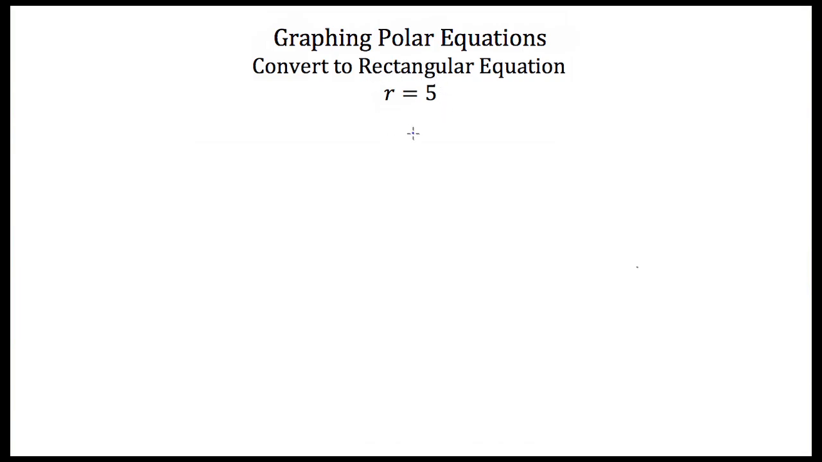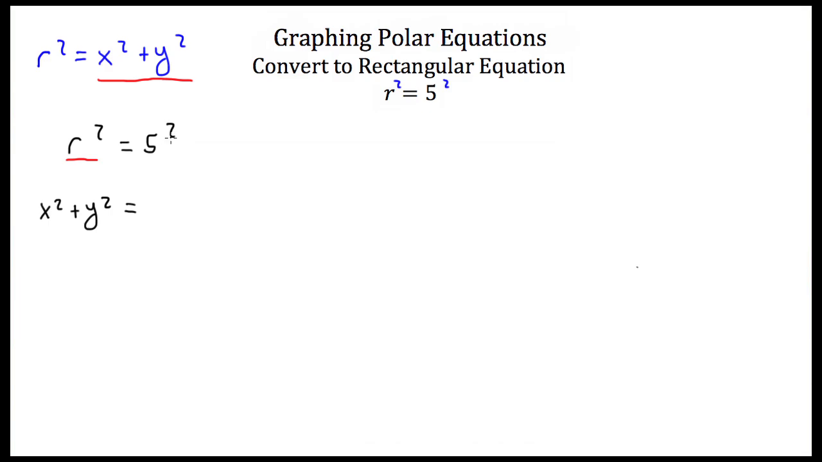Now if I want to convert this into an xy equation, or a rectangular coordinate equation, I have to remember that r squared is equal to x squared plus y squared. Using this, I can square both sides of this equation, and I'll have r squared is equal to 5 squared. Now this r squared is equal to x squared plus y squared. So, x squared plus y squared is equal to 5 squared, or 25. This here is the equation of a circle.